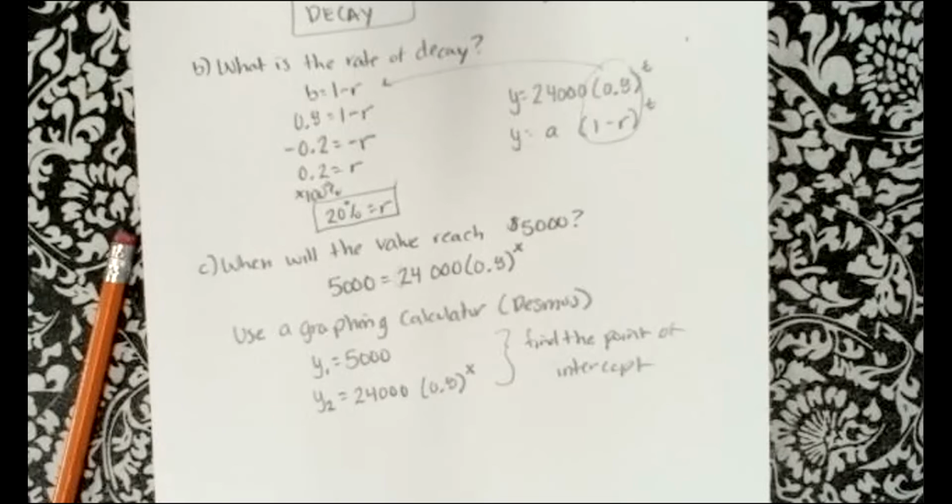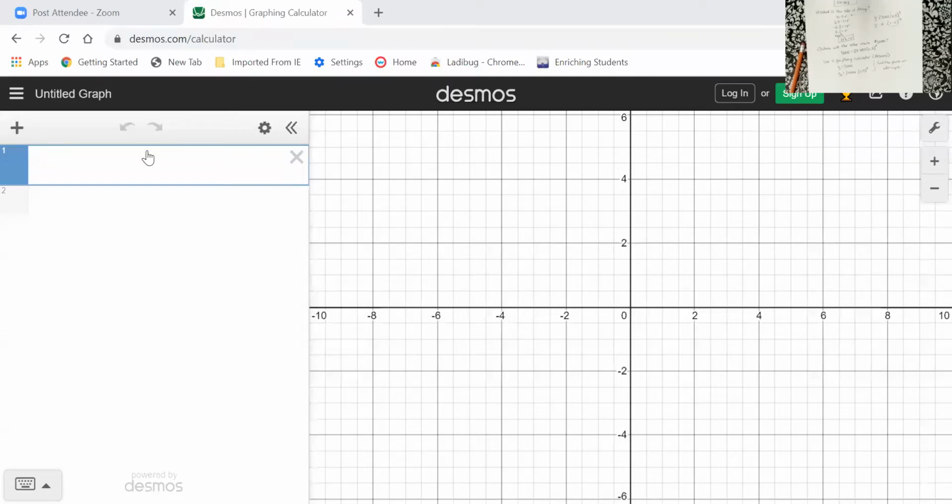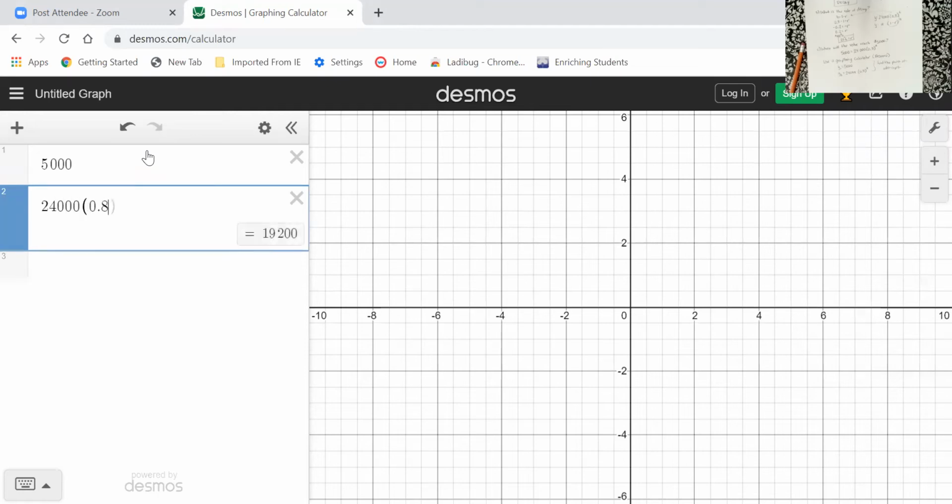All right, I'm going to share my screen. So right here, in the first equation, I'm going to type in 5,000. On the second equation, I'm typing in 24,000, parentheses, 0.8 raised to the x power.